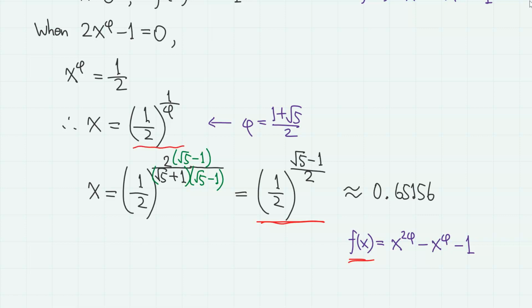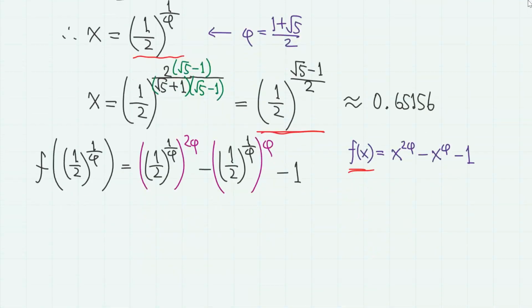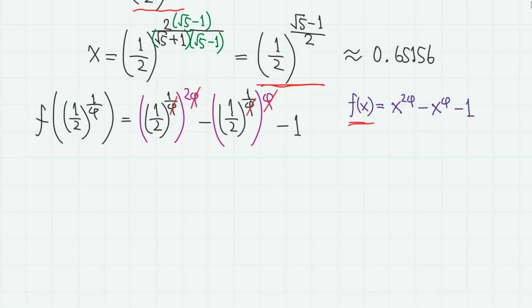And let's use the phi expression again. Then the value of the function is f of 1/2 to the power of 1 over phi, which is (1/2 to the power of 1 over phi) to the power of 2 phi minus (1/2 to the power of 1 over phi) to the power of phi minus 1. And notice that phi cancels out and phi cancels out. So we simply have 1/2 squared minus 1/2 minus 1, which is minus 5 over 4.